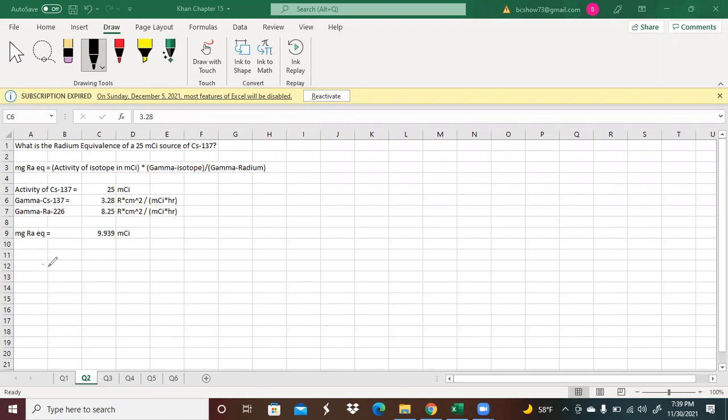So we have the milligram radium equivalent is going to be equal to the activity. So we have 25 millicuries times the gamma of the isotope, which is 3.28. Now I'm going to go ahead and write these units out here, because I want to show you that these units are going to end up canceling each other.